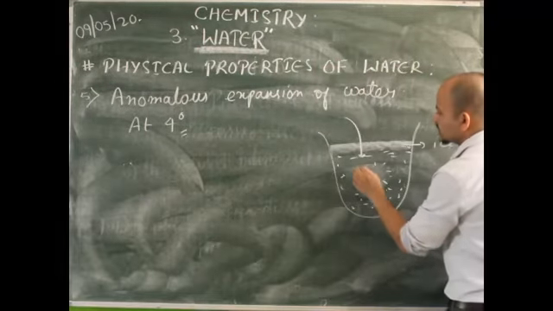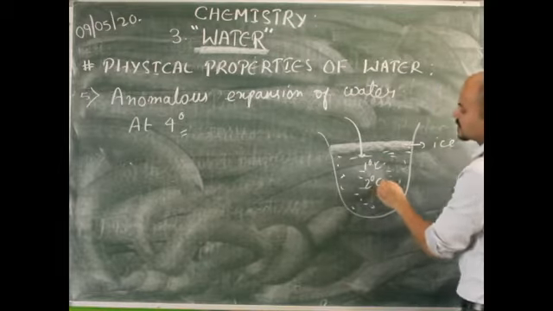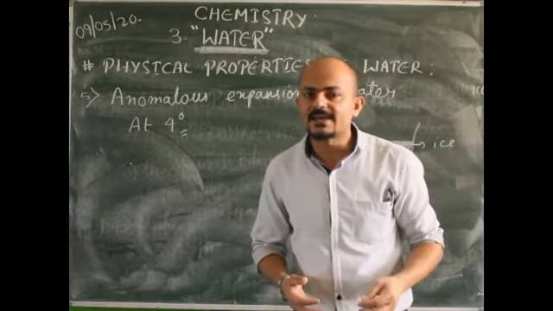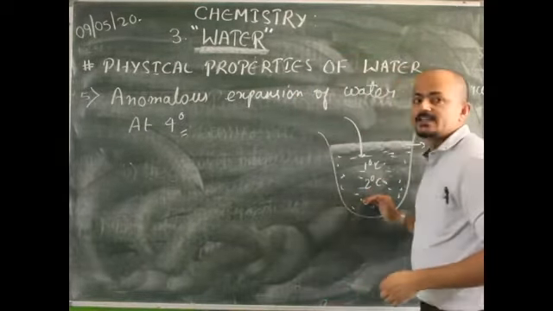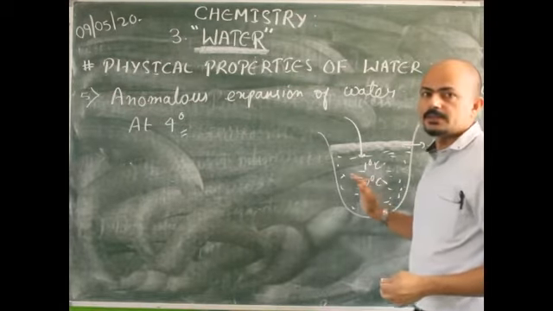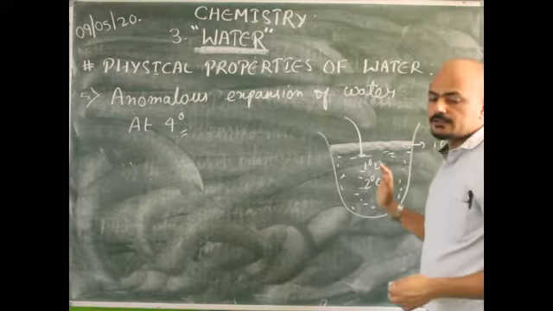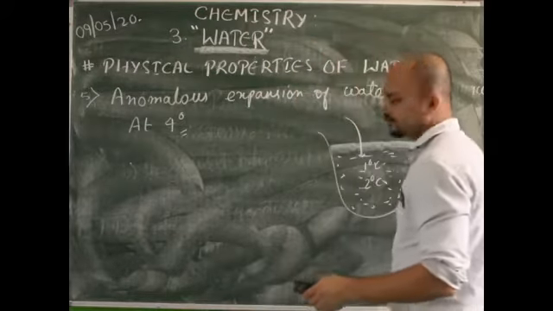Therefore, here the water will be around 1 degree centigrade or 2 degrees centigrade, and it is still in the liquid state, and this makes life possible in cold countries. Marine life is possible because of this phenomenon. Hope this is clear. Please refer to your book for better understanding.